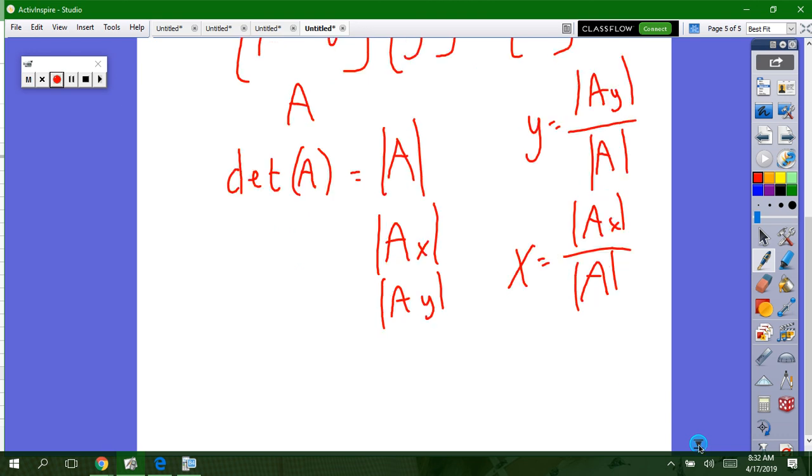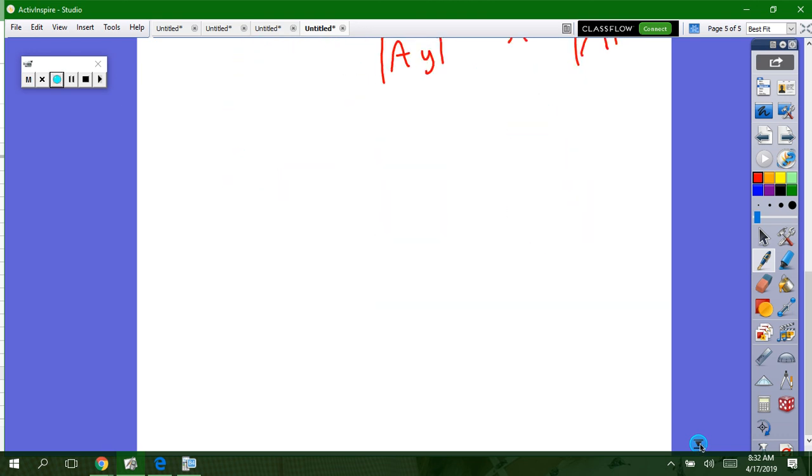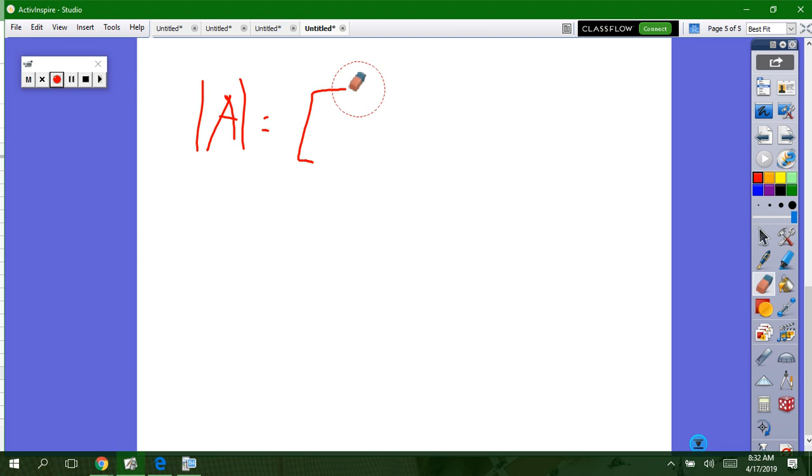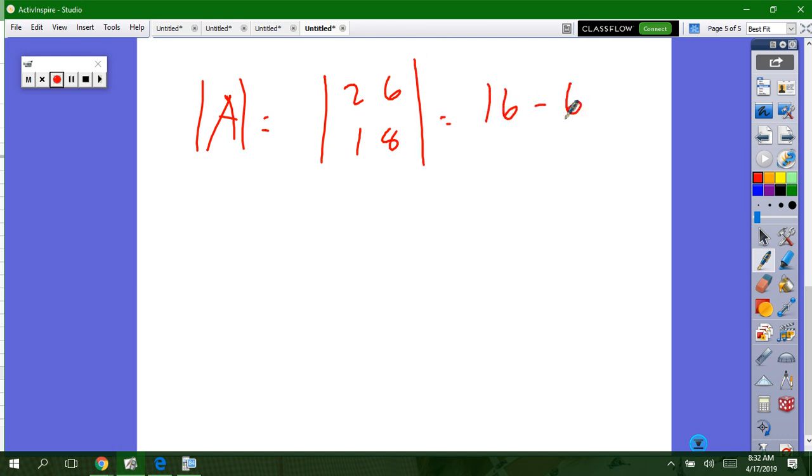All right, let's go ahead and find all of these items. Let's find the determinant of matrix A. Who was matrix A again? Can somebody read that to me? 2, 6, 1, 8. Okay, so what would that be? 16 minus 6. Can we see that? Forward is 16. Backward is 6. Feel good with that? Any questions there?